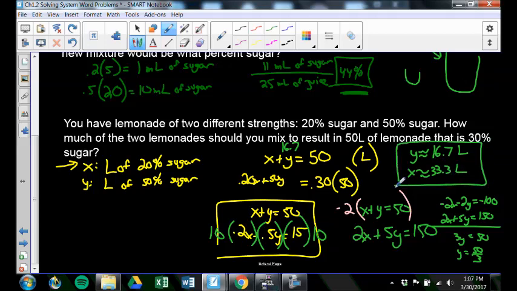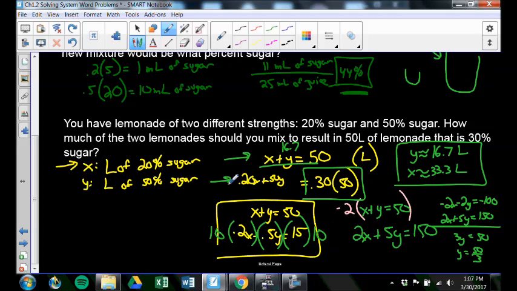These are the amounts of the two different types of lemonades I should be mixing to get the desired results, which is 50 total liters coming out at 30% sugar. And if I wanted to check this, I would take these numbers, x and y, and plug them into both equations to make sure that they work. Now that check only works if your equations were actually correct in the first place, but we got to start somewhere.